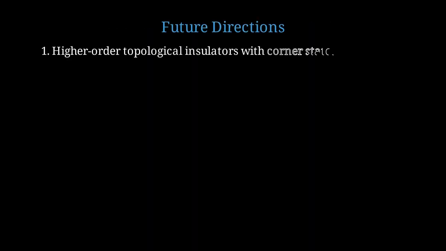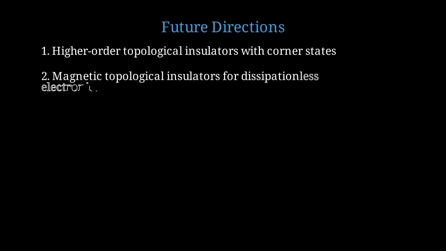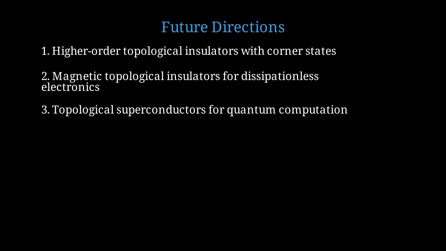Let me conclude with future directions in this field. First, higher-order topological insulators. These are 3D materials with conducting states not on surfaces, but on one-dimensional hinges or zero-dimensional corners. Second, magnetic topological insulators. Breaking time reversal symmetry in controlled ways can lead to quantum anomalous Hall states with dissipationless transport. Third, topological superconductors. The interface between topological insulators and superconductors hosts Majorana zero modes, which are the building blocks for fault-tolerant quantum computers. Let me summarize the key physics we've covered today.